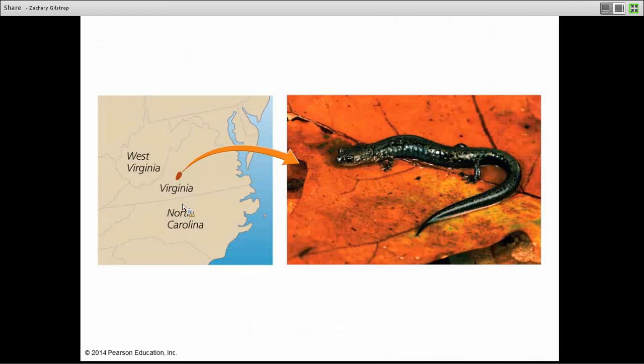And here's a very specific example. In Virginia, this salamander lives in a very small area and is endemic to this area despite being part of the mainland and not an island.